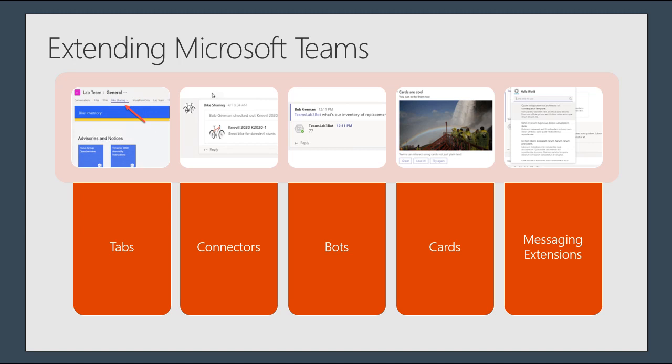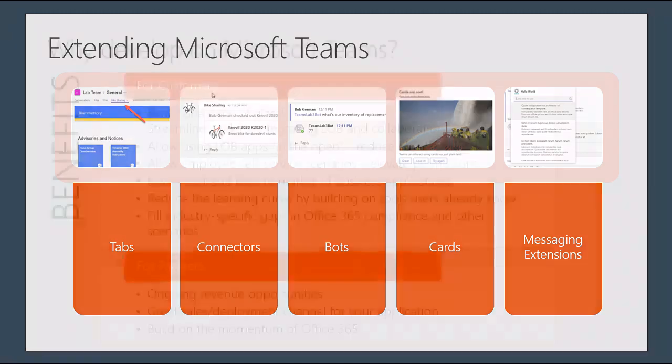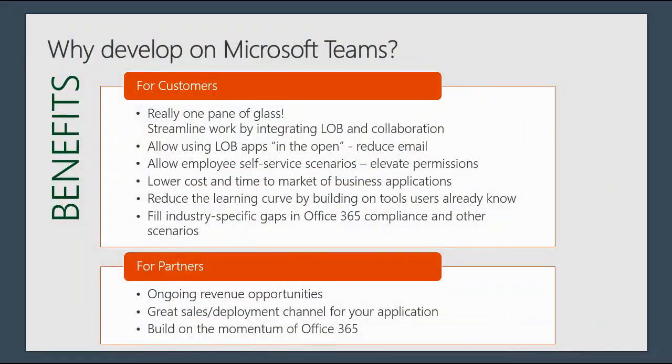What's interesting about this is, from a developer point of view, you may already have some of these assets. A tab could be an existing website that you already have that you just adapt. A connector or a bot could be an existing bot or existing Office 365 connector that you're repurposing. A messaging extension might be built on a web service that you already have. So there's a ton of opportunity here to reuse assets and bring them underneath that single pane of glass that we're talking about. So why would you want to do any of this?